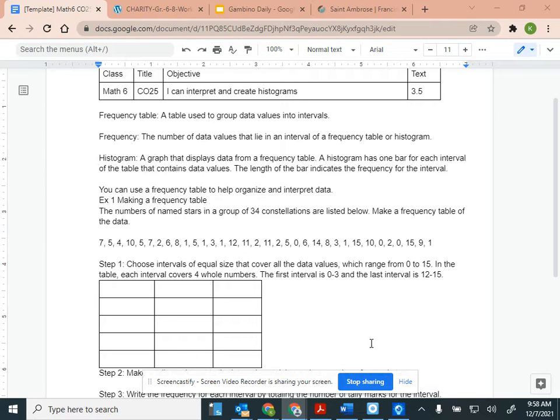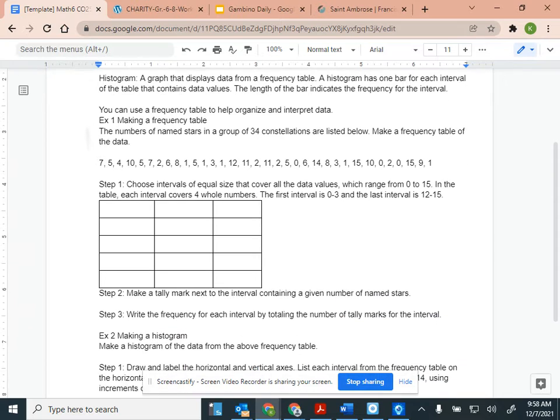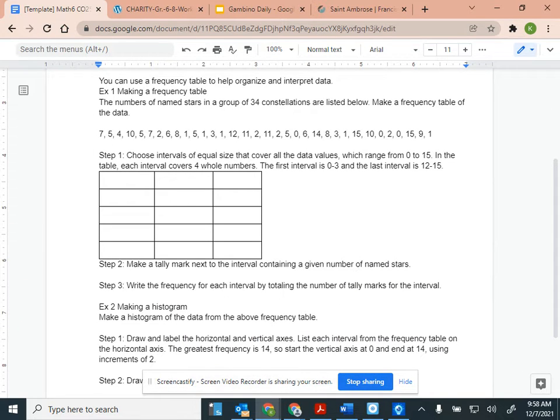A histogram has one bar for each interval of the table that contains data values. The length of the bar indicates the frequency for the interval. You can use a frequency table to help organize and interpret data. So our first step is to make a frequency table.